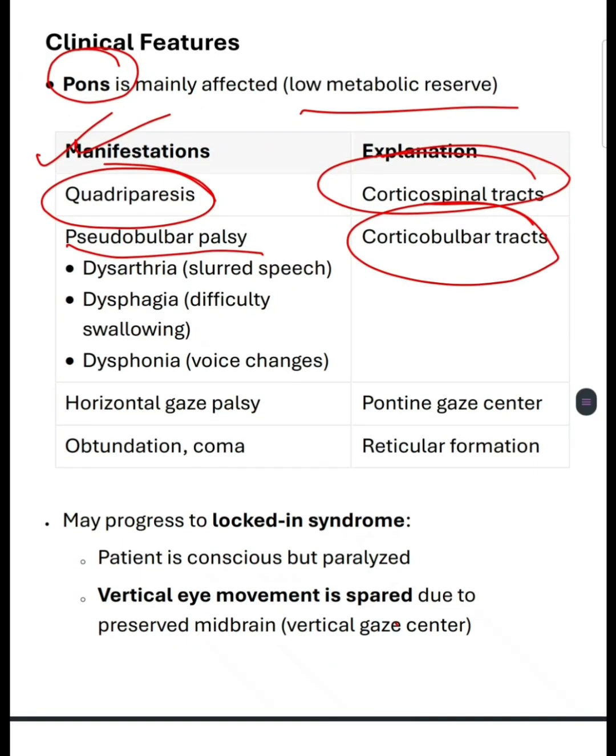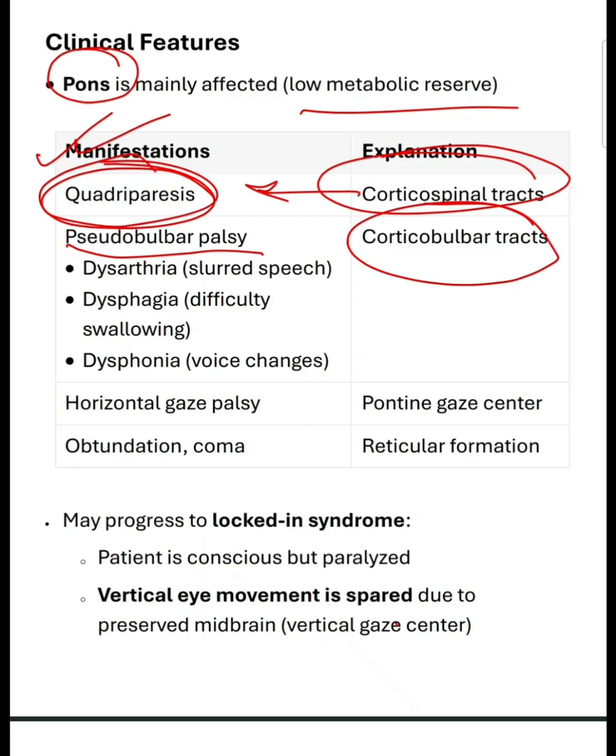So that is why I mentioned them here. Now imagine the corticospinal tract is affected. As I mentioned, they will go to the spinal cord and synapse with the lower motor neurons that will supply both the upper and lower limbs. And if that is affected, you will have paralysis of both limbs. So that is quadriparesis.